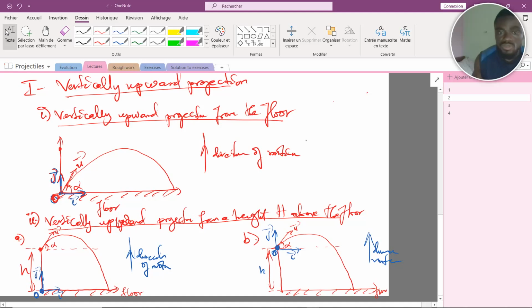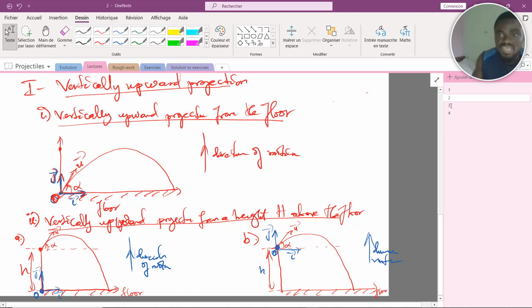Let's dive to the other situation, because we have seen already vertically upward projection from the floor, and vertically upward projection from a height h. So I have already explained how you should choose your origin of reference. Is that okay? In exercises, what I'm saying like this is very important, because depending on where your origin of reference is, things will change in the exercise. So be very careful.